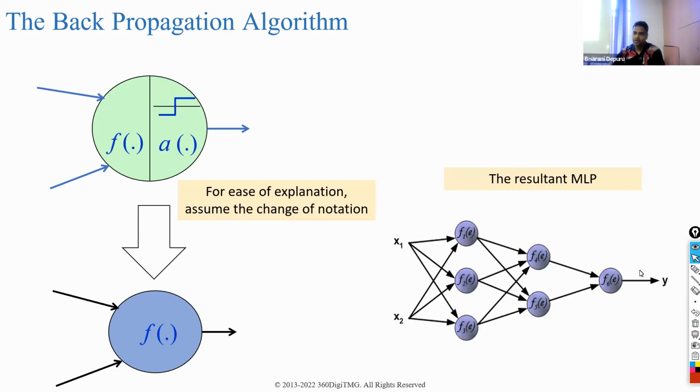A toy example to understand how the multi-layered perceptron works. Say you have two inputs and the output is a 2-class problem. Here, if you see, we have two hidden layers. One hidden layer has 3 neurons, another hidden layer has 2 neurons. And you have the output.